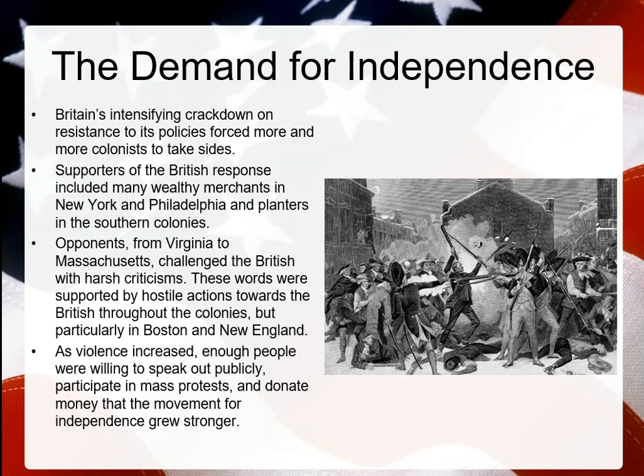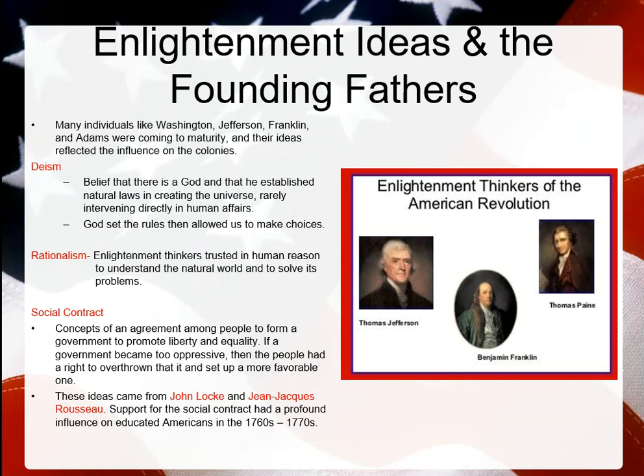And so, as violence increased, enough people were willing to speak out publicly, participate in mass protests, and donate money, and you're starting to see more and more divides happen. And then all these Enlightenment ideas are coming out. People are saying, hey, these Enlightenment ideas are being violated. You have people's natural rights of life, liberty, and property being violated. You have people like Washington, Jefferson, Franklin, and Adams who are starting to show these Enlightenment ideas as they mature.